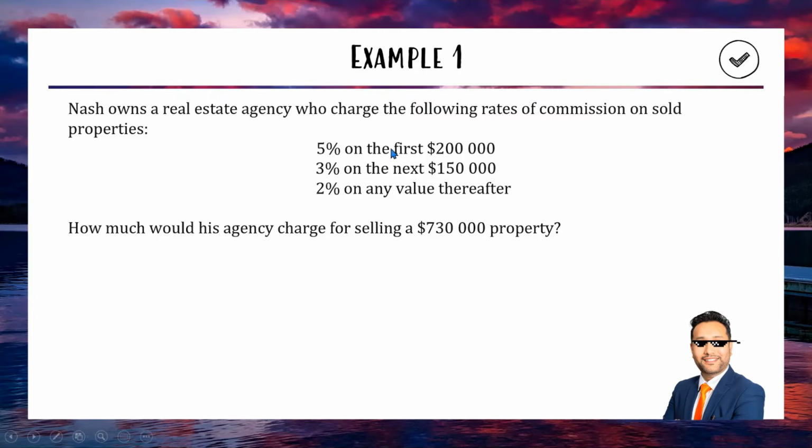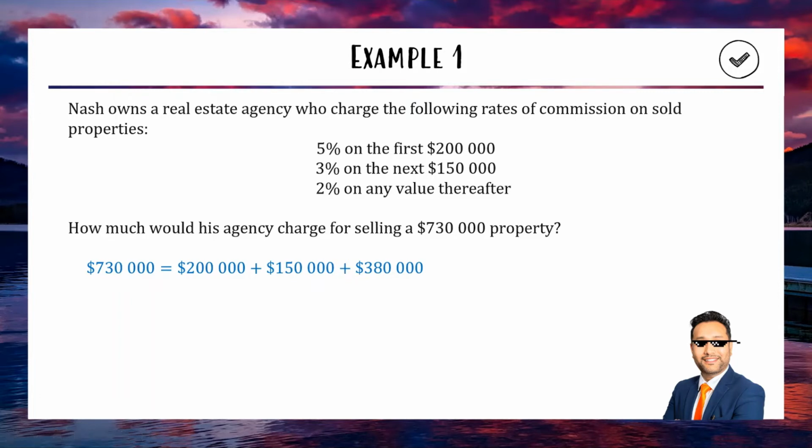Okay, so we know we're going to be paying 5% of the first 200. We're going to pay 3% of the next 150. But then how much more money do we have after 350 that gets us up to 730? Well, if we do 730, take away 350, we'll get 380. So we're going to split our $730,000 property value into 200,000 plus 150,000 plus the remaining 380,000.